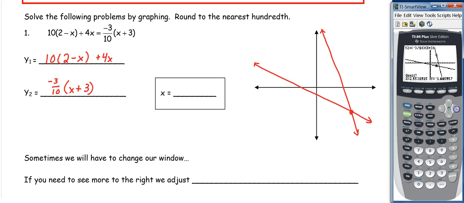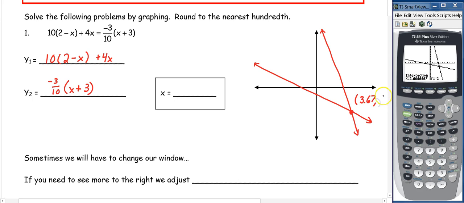When it says guess, move it close to the intersection. Doesn't have to be right on it, but somewhere close to it. Hit enter again, and then it'll say intersection. This is our point of intersection. So on the graph, we're going to label it. Remember, we're rounding, so 3.66. The third number is also a 6, which means we round up to 3.67, and our y value is negative 2. Then because we're solving for x, notice that all of our equations have x in them. We only want the x value to solve. So x equals 3.67.